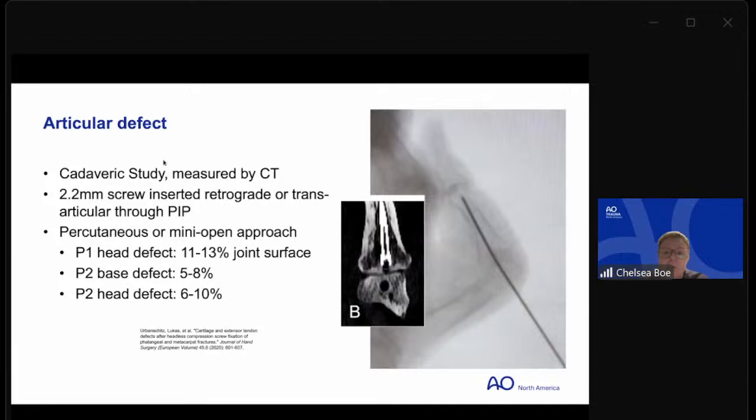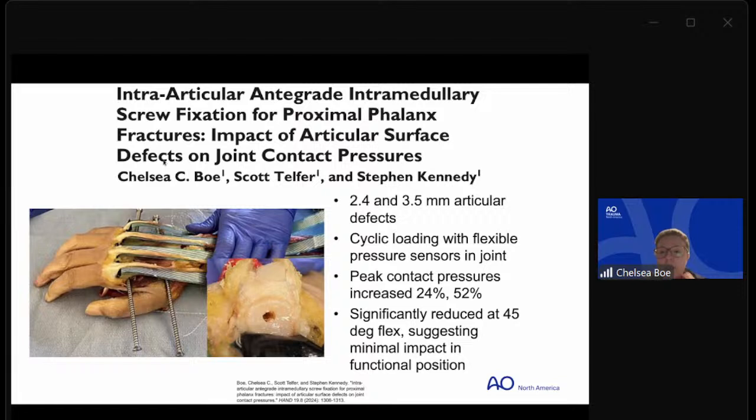These findings have been validated with a CT-based study, which noted similar proportion of the joint impacted with anterograde and retrograde screw placement, and similar anticipated size of the kind of kissing lesion created by the transarticular placement through, in this case, the PIP joint. The articular defect does have an impact on joint contact pressures. However, in the case of the P1 base, this contact is less relevant when the joint is flexed, which is really a position of function.